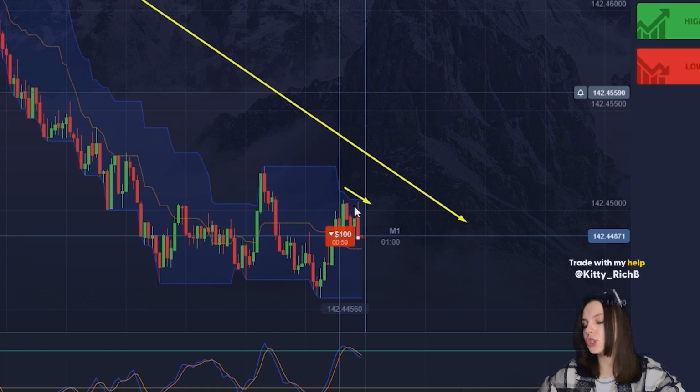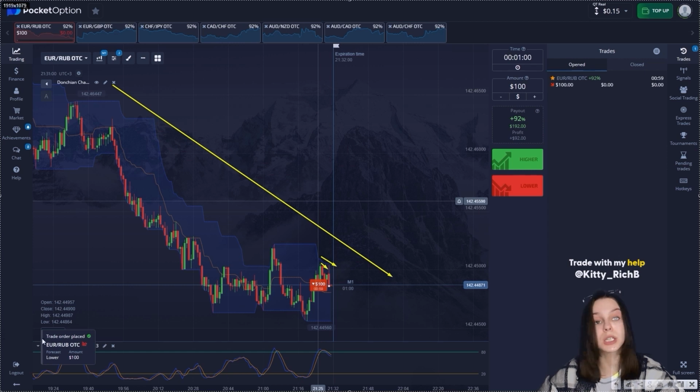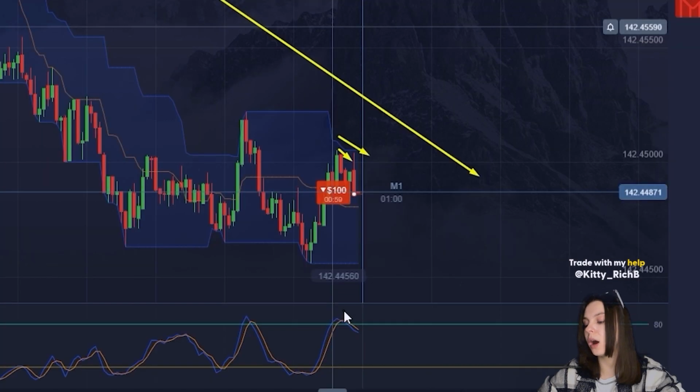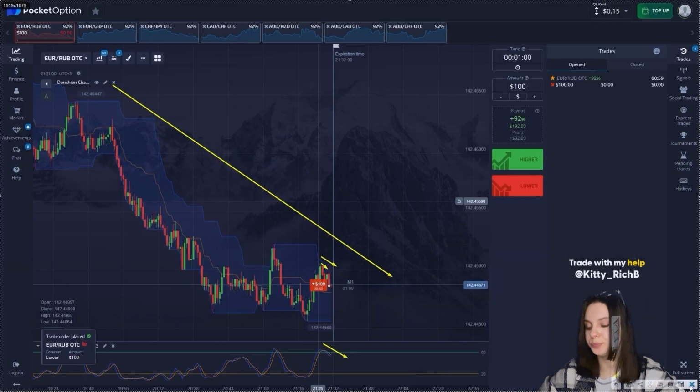channel, which is also directed in the lower position of its upper borders. Also quite a large shadow in the upper position according to the stochastic. We have a similar situation. We entered the 80 and 20 zone and are also directed to the lower position. Let's follow the chart.